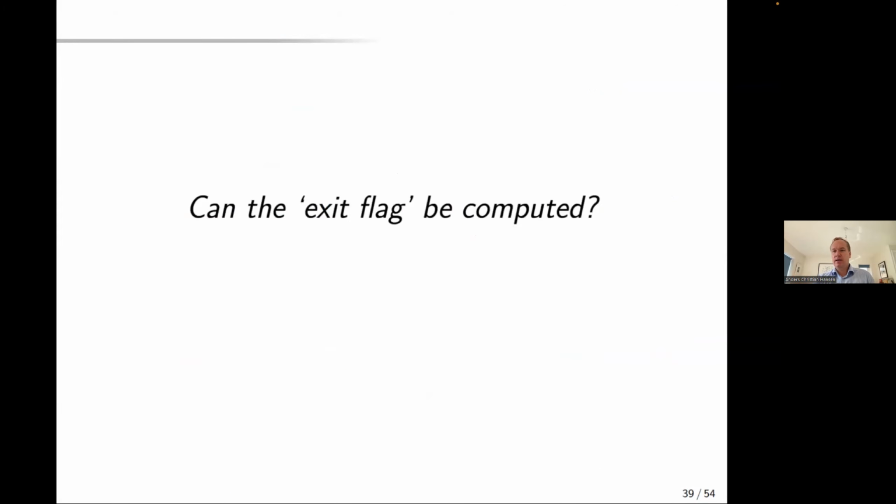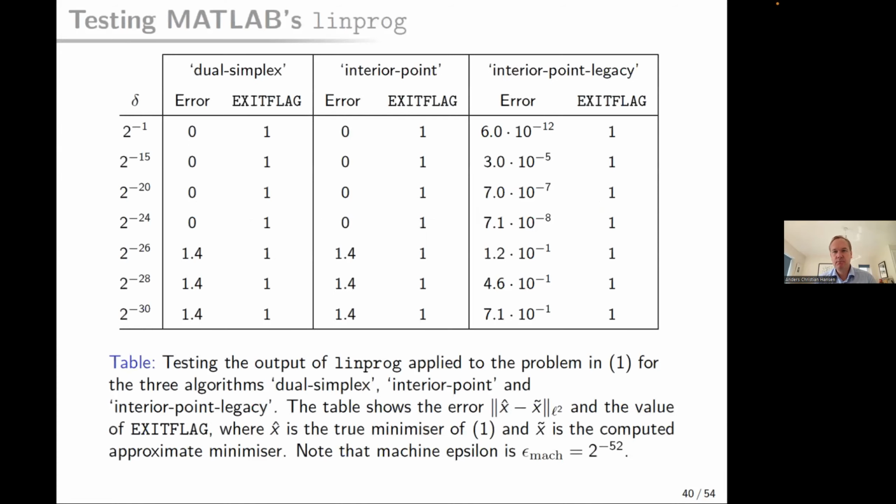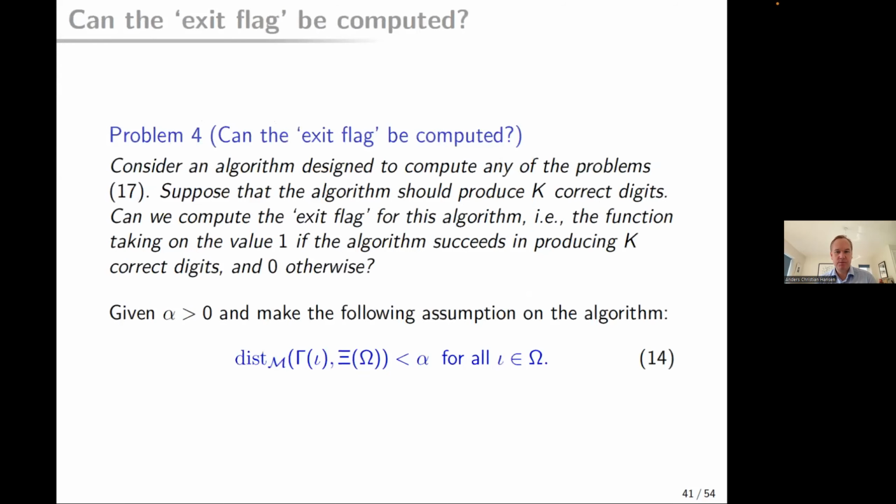Right. I am a little worried that I might be running out of time, so I need to speed things up a bit. So I'm going to be a little brief on this part here, but this also is important, so I want to highlight it. What we have covered so far can explain why dual simplex fails, interior point legacy, all of these are going to fail. That's fine. But the theorem that I showed you does not tell you why the exit flag fails here. And that's an interesting and also a subtle problem. I want to show you a result on that.